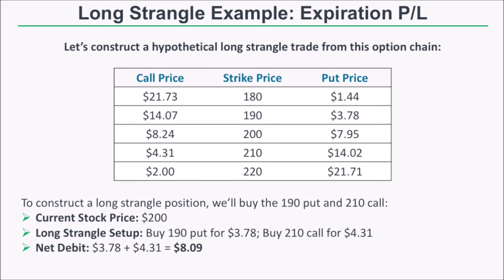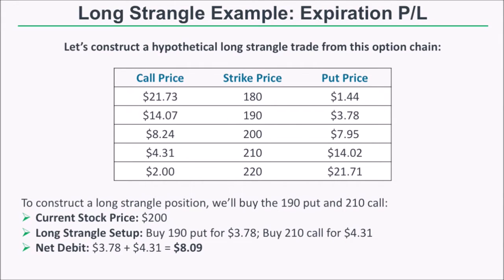All right, well, now that you know the strategy characteristics, let's go ahead and hammer all those points home by looking at an actual strangle example. So here we have a hypothetical option chain, and we can see we have various strike prices ranging from 180 to 220. Now let's say at the time of these option prices that the stock price is currently trading for $200, and we believe the stock price is going to make a significant movement in either direction.